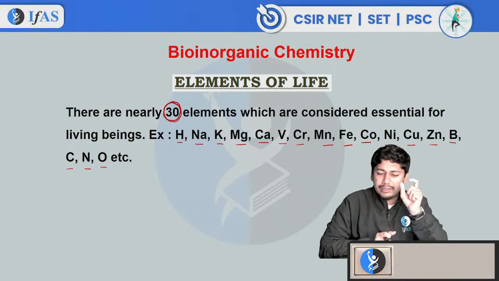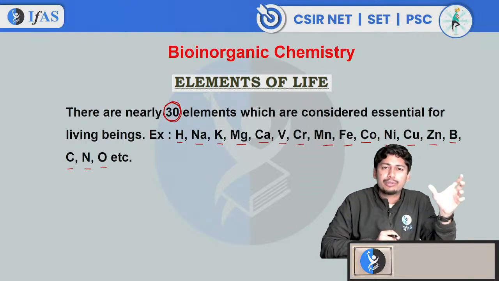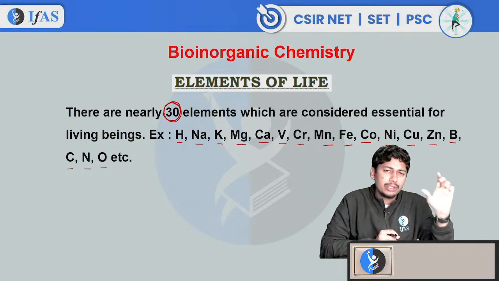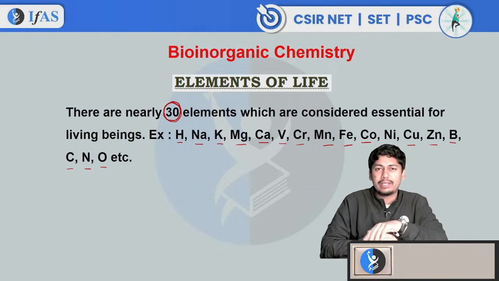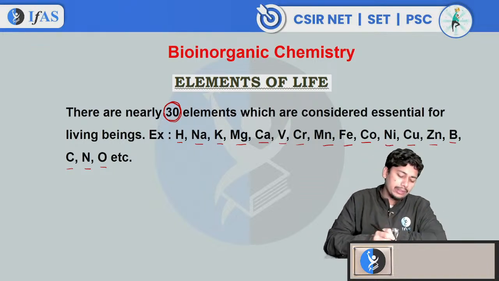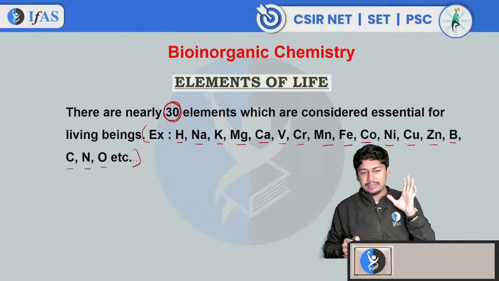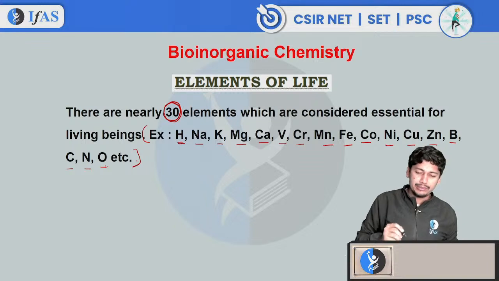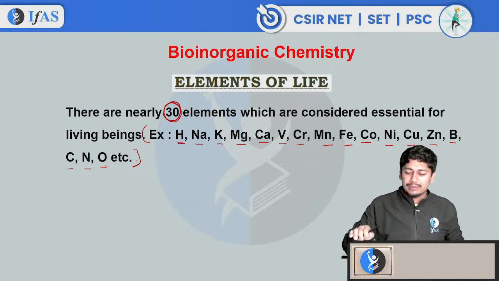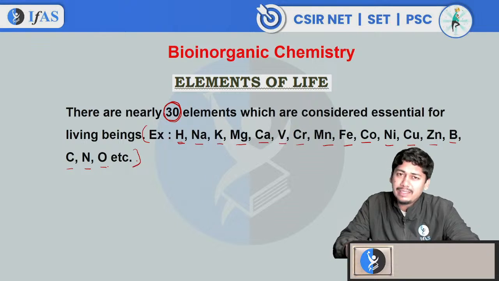Now what does essential mean? Essential means without that the process cannot happen. Without those elements the process cannot occur. So in these essential elements, some of them are presented in front of you. Okay, so these are some essential elements. Now understand the irony in those things.